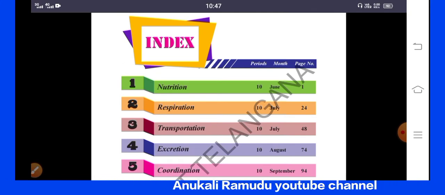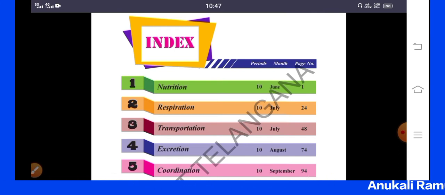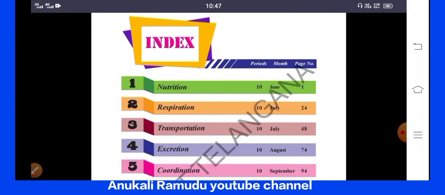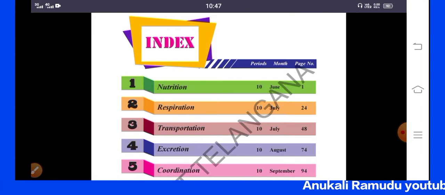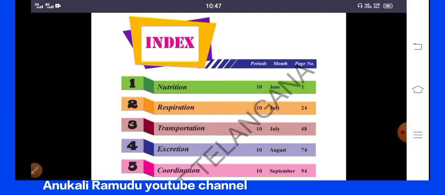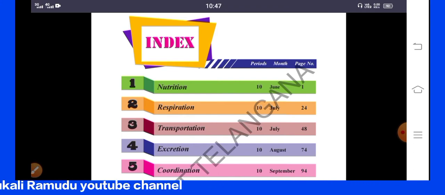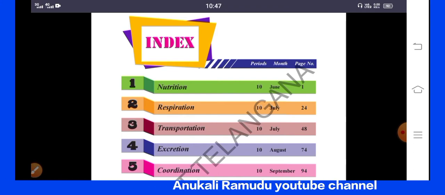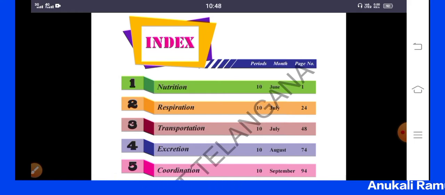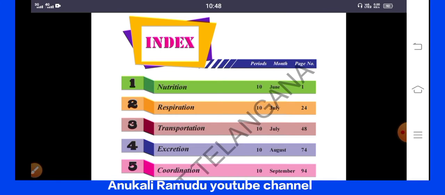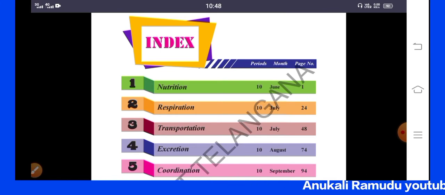This academic year 2021-22 has now started and the classes will run in online mode. The government of Telangana has directed that classes be run online only. So I am also continuing to teach the 10th class biology class online only.